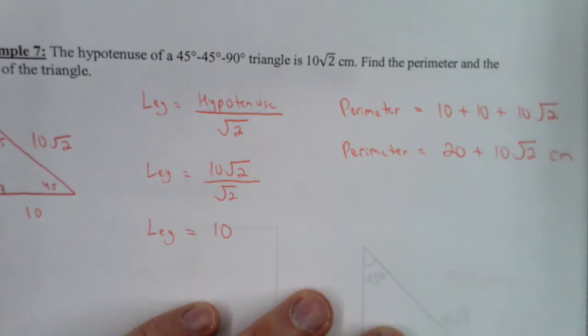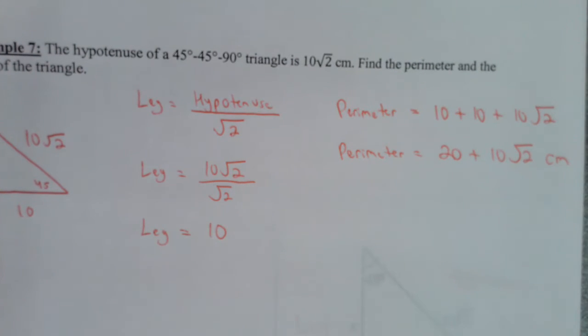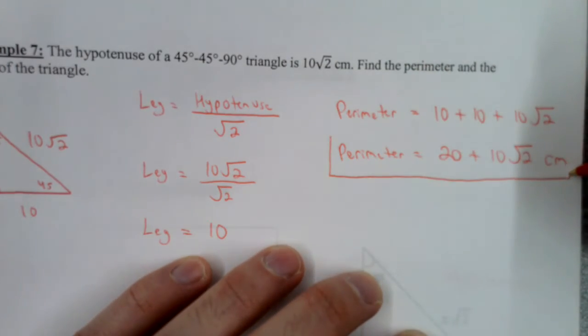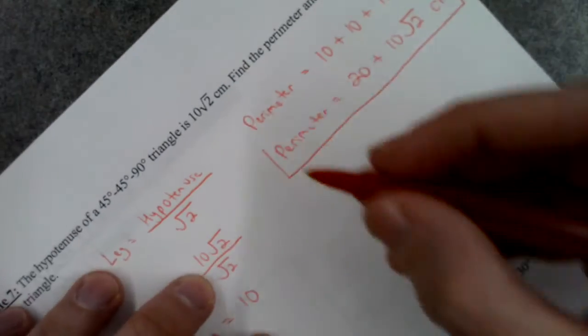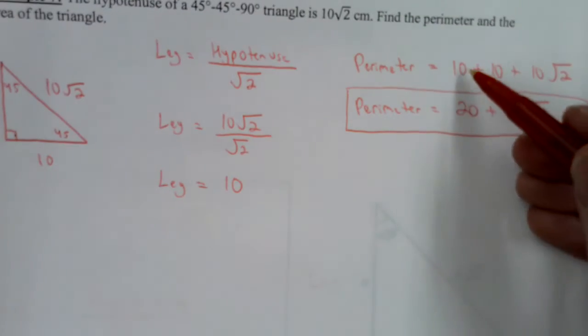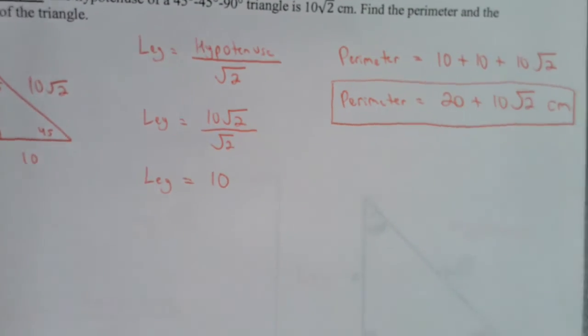centimeters. Okay? Think about it like if it was 10 plus 10 plus 10x. You would say 20 plus 10x. Same thing here. We add the numbers without the square roots together, and then you add the square roots together. So in this case, I just added these two 10s to get 20.